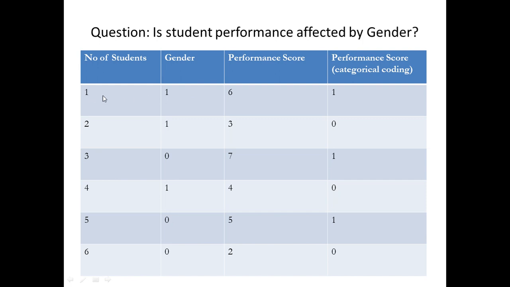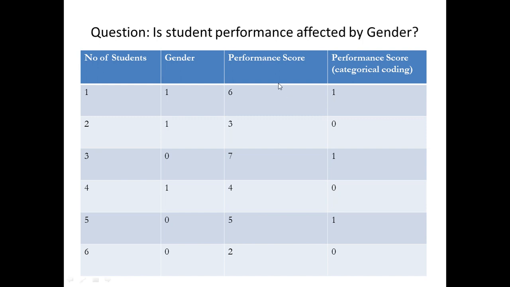So student 1 is male, that is 1. Student 2 is also male, 1. Student 3 is 0, and student 4 is 1. Student 5 is 0, student 6 is 0, which is female. You can also say female 1, male 2. It does not matter. The idea is that it's gender, and whatever code you use, it will still show that it is a categorical and nominal variable.